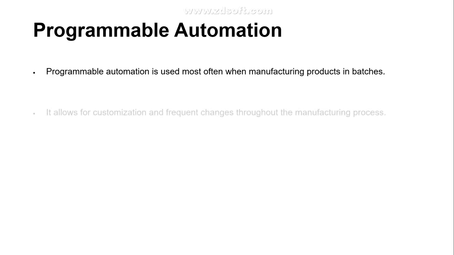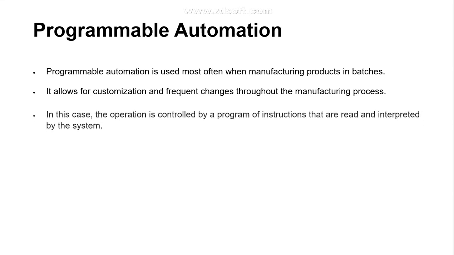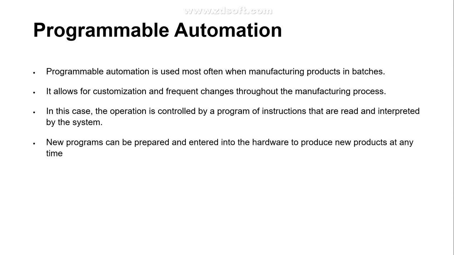Even this is suitable for batch systems. It allows for customization and frequent changes through the manufacturing process. In this case, the operation is controlled by a program of instructions that are read and interpreted by the system, which is a computer. New programs can be prepared and entered into the hardware to produce new products at any time. The programs are designed and connected into the hardware system so that it gives you the production of new products.